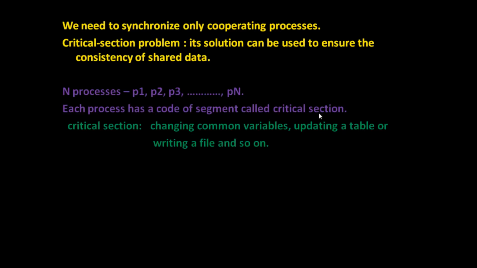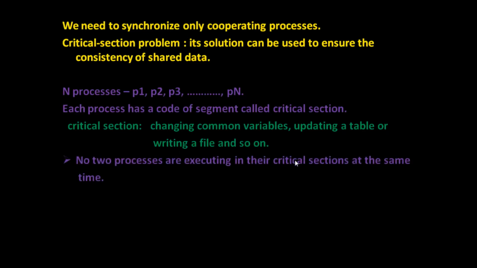So what happens? Only one process at a time is allowed to execute in its critical section. In the critical section, a process may be changing common variables, updating a table, or writing a file, and so on. No two processes are executing in their critical sections at the same time.